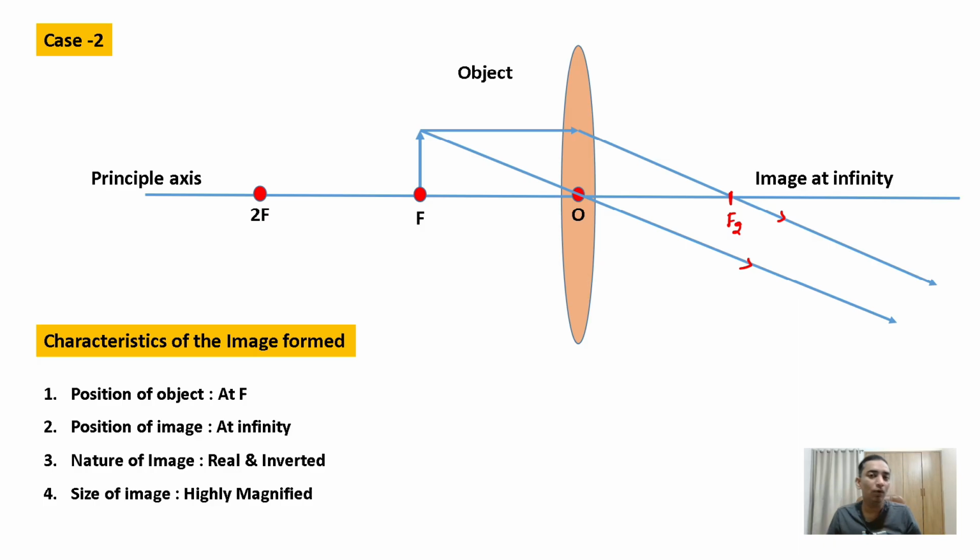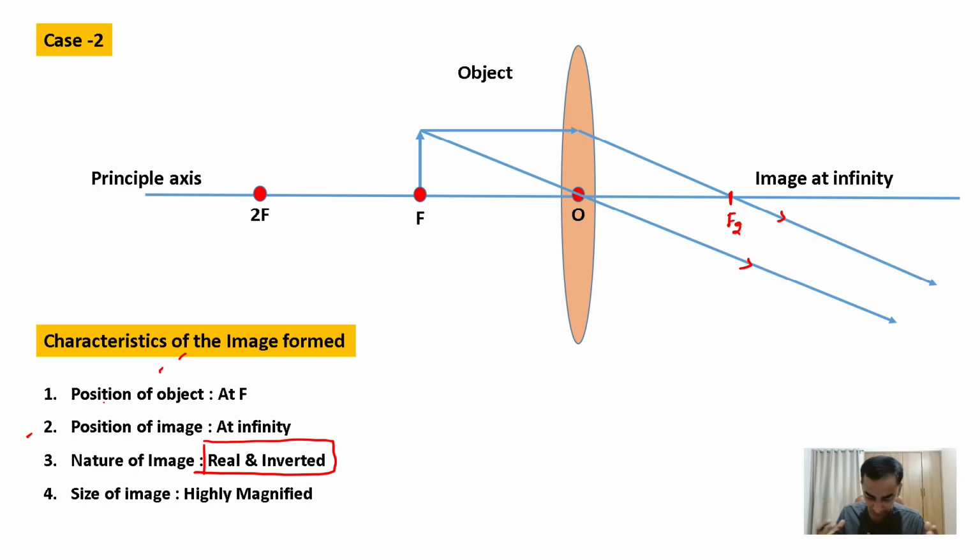Now there is a little bit of a twist over here. We know that parallel rays do not meet, but we make an assumption that these two parallel rays are going to meet at infinity. If the refracted rays are meeting, the image is always real, and real images are always inverted. So I should say that the image is real and inverted because the refracted rays, which are parallel, are going to meet at infinity.